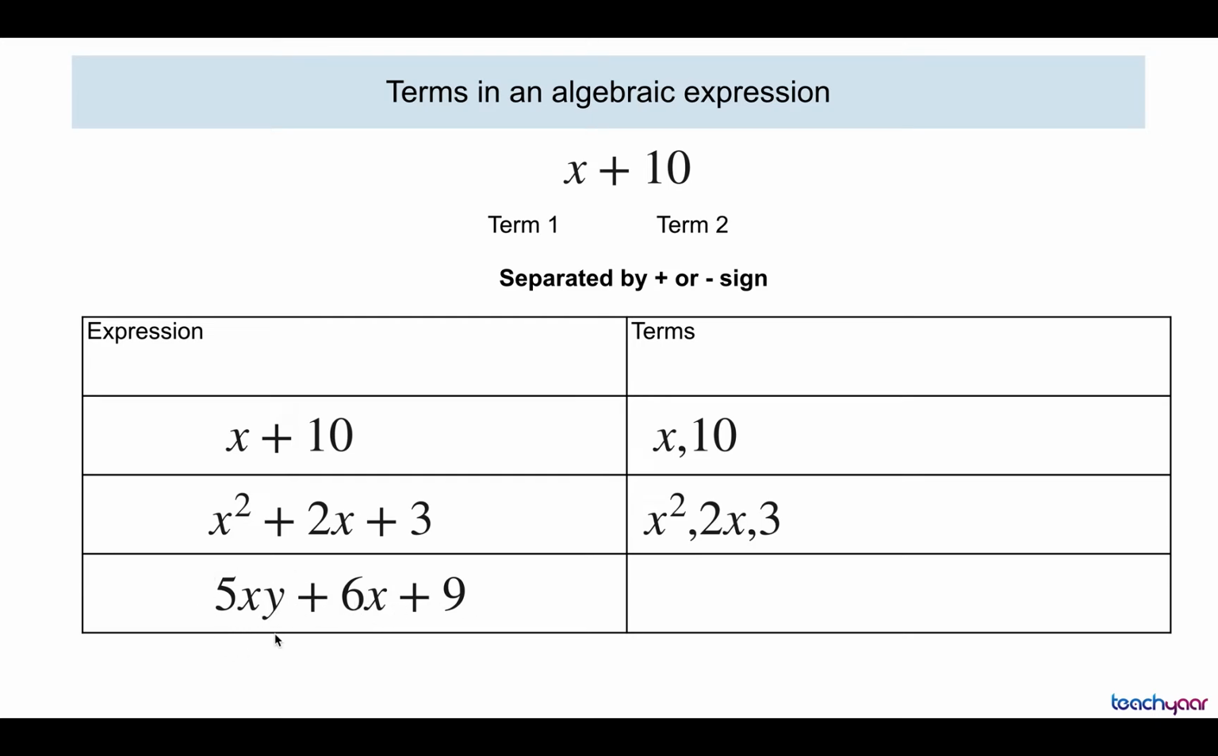Wouldn't have mattered. 5xy is one term. Minus 6x would have been the second, and 9 would have been the third term. So in this case, it's 5xy, 6x, and 9. Simple, right? So terms, basically, you take the equation and, whatever is separated by a plus or a minus sign, those are the terms in the expression.